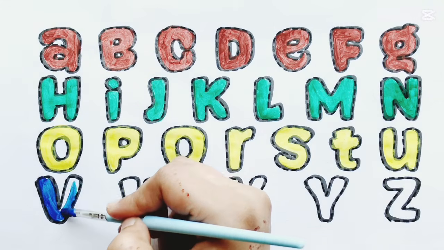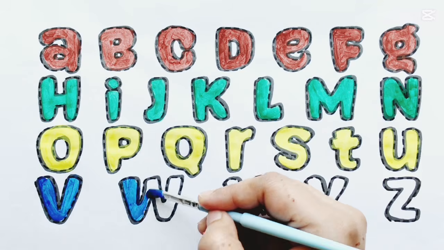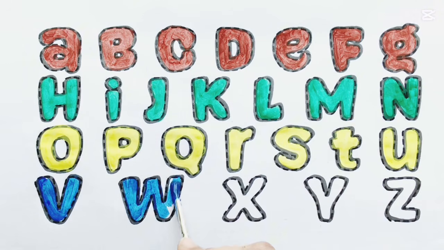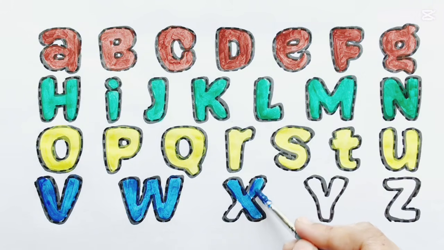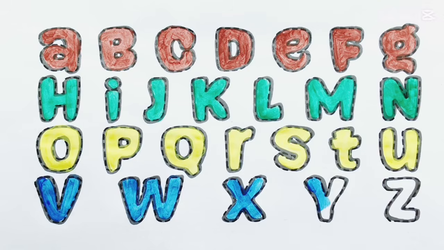Blue color. V for vase. W for watermelon. X for Xmas tree. Y for yogurt. And Z for zoo. Animal zoo.